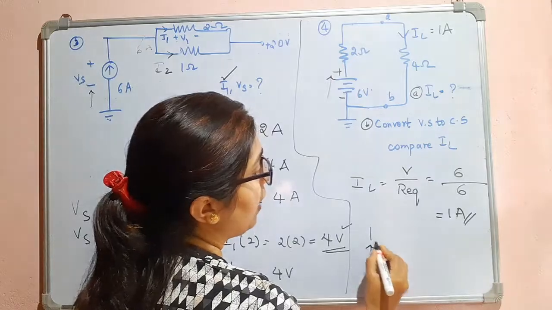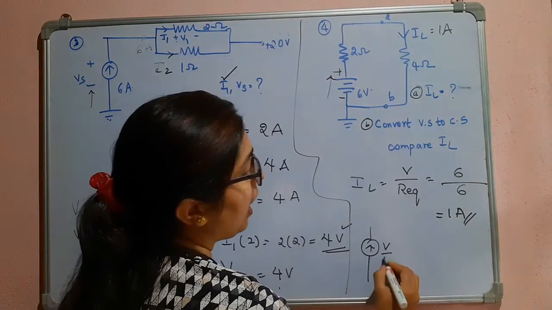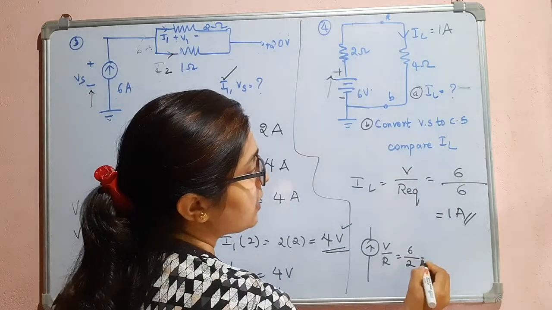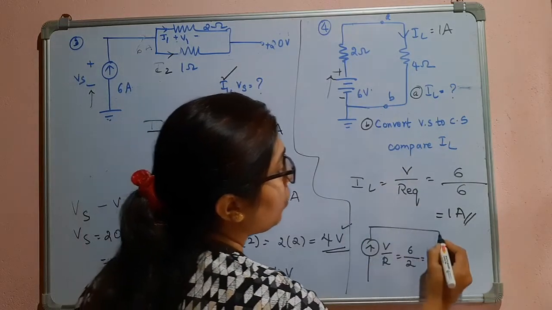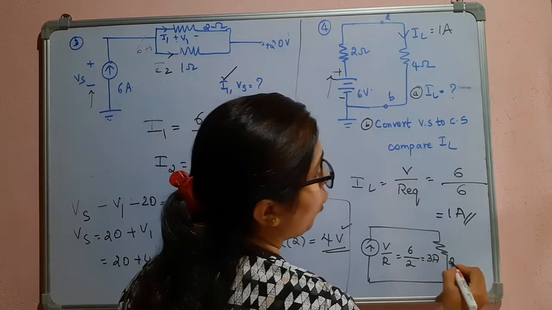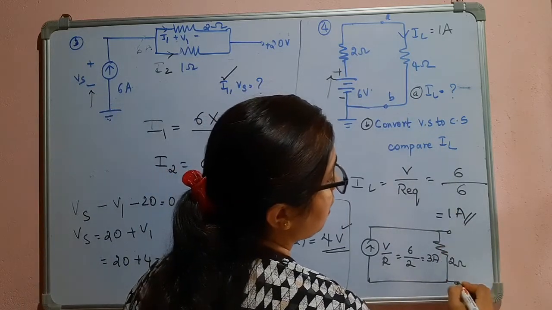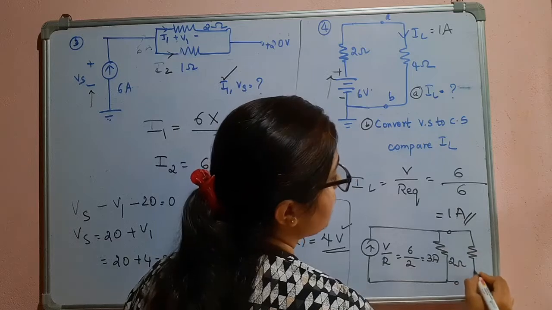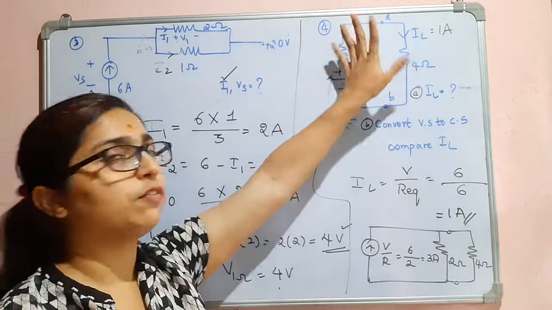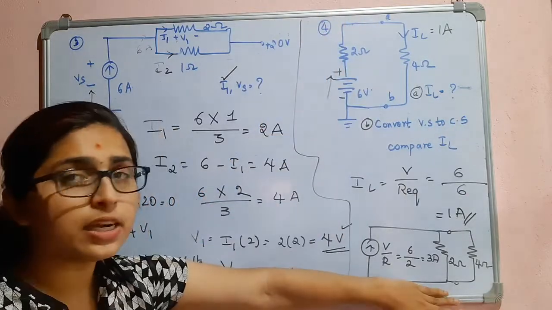So here we have V divided by R. What is V? It is 6. What is R? It is 2. That is 3 amperes. Now we know that the resistance value does not change, so that will be 2 ohms. And these are the terminals, and here I am connecting the load resistor, that is 4 ohm. So this is how we are going to convert the voltage source to the current source.